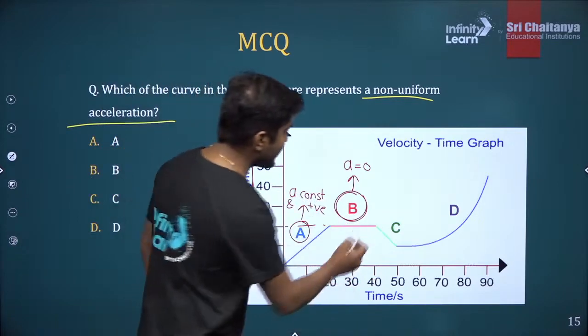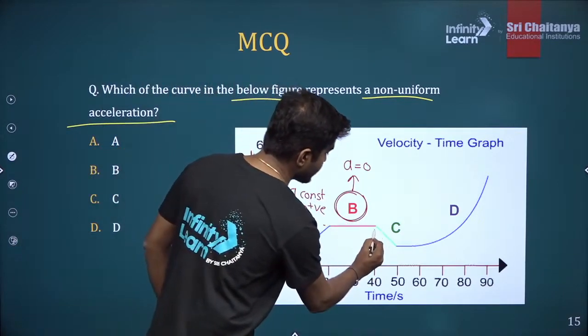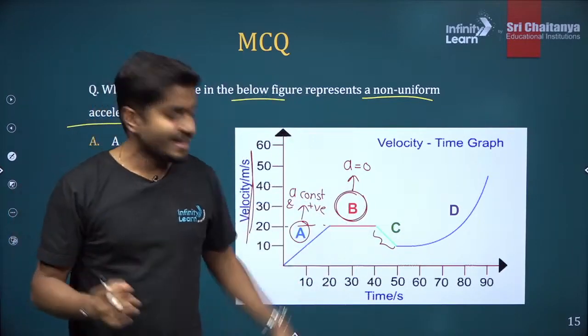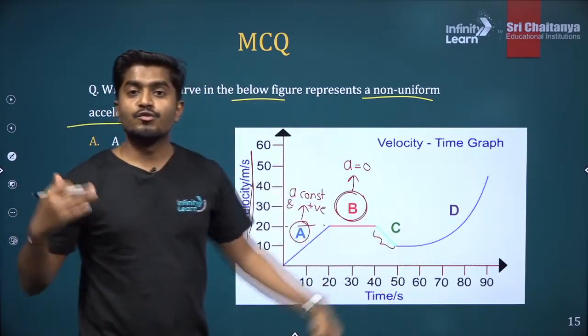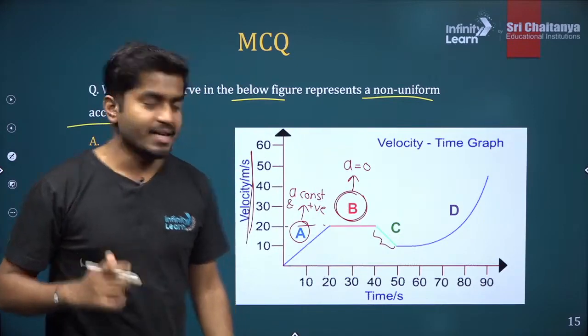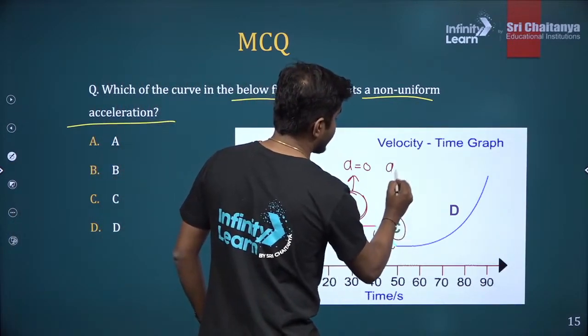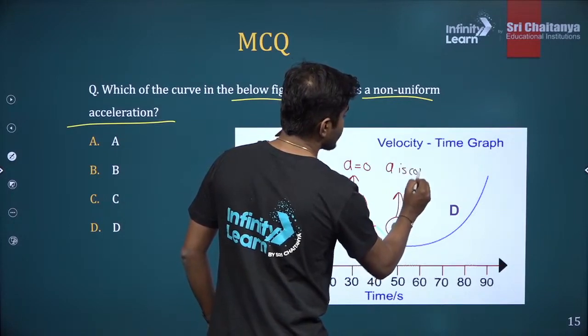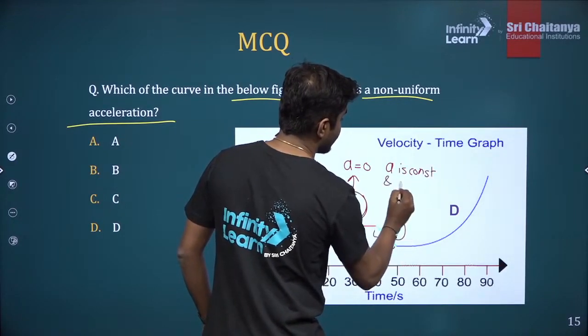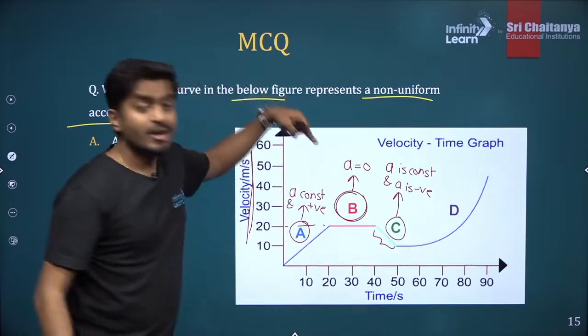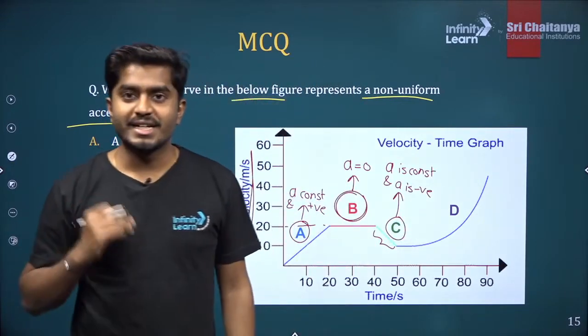How about this segment C here? In this case, again there is a straight line, but it is going down. So velocity is reducing with time. So for this, we can say acceleration is constant and acceleration is negative because velocity is reducing with time.